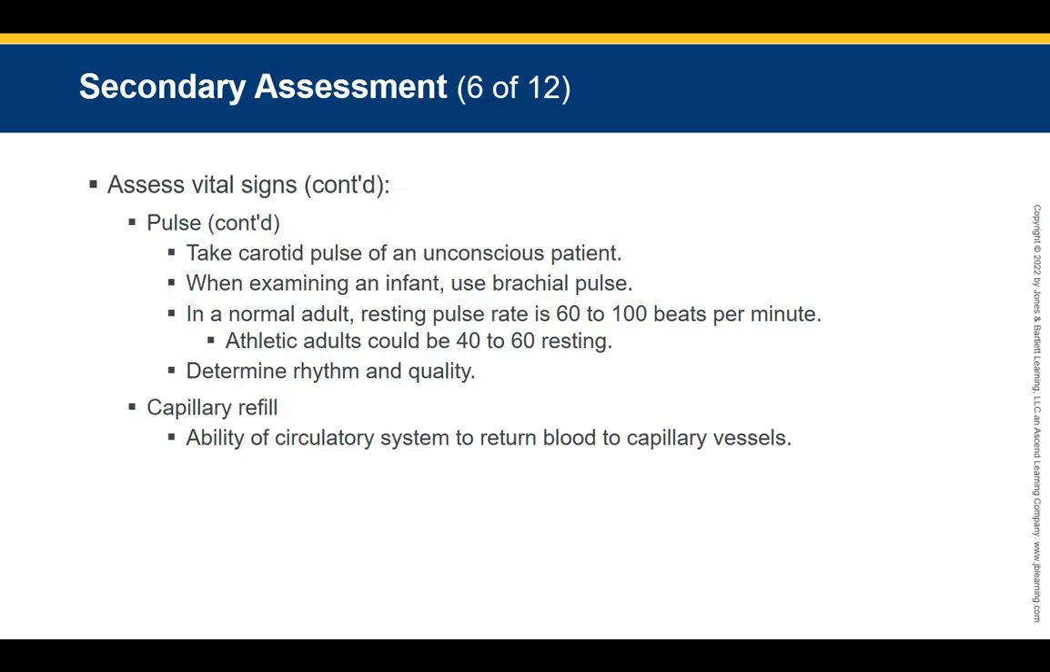Now, athletic adults might have a little bit lower resting heart rate, so be careful not to go, oh my gosh, it's below 60, let's, blah, blah, blah. No, but again, we're taking the carotid pulse in the unconscious patient, radial pulse in the conscious patient, and for an infant, we're going to go to the brachial pulse. Okay? And the smaller the person, the faster the pulse should be.